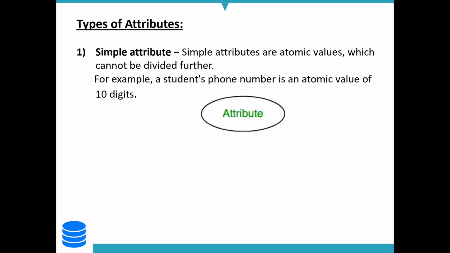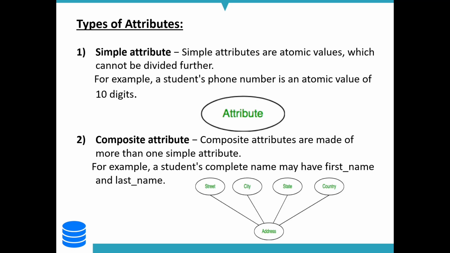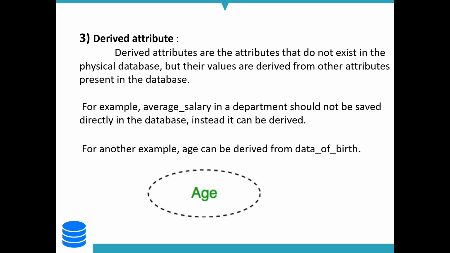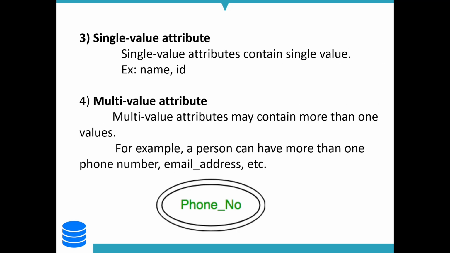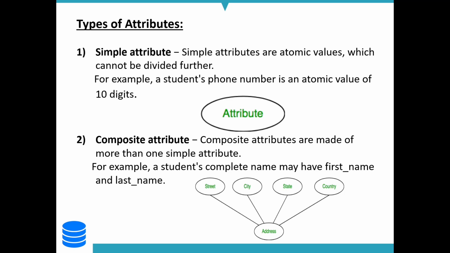Types of attributes: you have simple attributes, composed attributes, derived attributes, single-value attributes, and multi-value attributes. You have a lot of attributes. We will move through them one by one and discuss the attributes. First one, the simple attributes. Simple attributes are atomic values which cannot be divided further. For example, a student phone number is an atomic value of 10 digits.